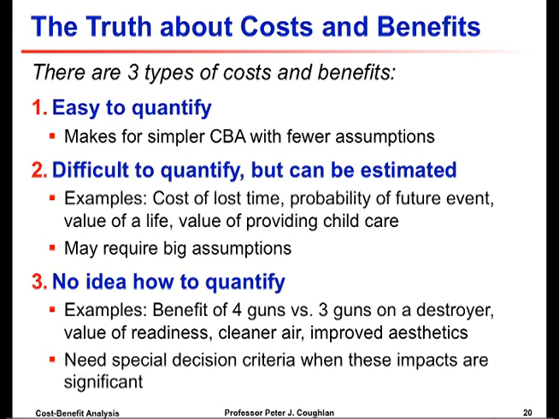The second category, they may like, right? They're difficult to quantify, but they can be estimated. Things like the cost of lost time, which you can estimate based on wages or opportunity costs. The probability of a future event: you're not sure what the probability is, but maybe about an 80% likelihood if you do option A, and maybe only about a 60% likelihood if you do option B. You can certainly do some sort of estimate. The value of life, the value of providing childcare, right? There's some way to do those things.